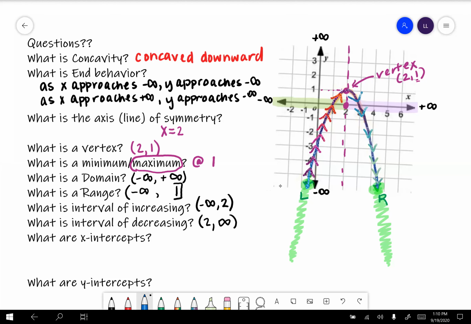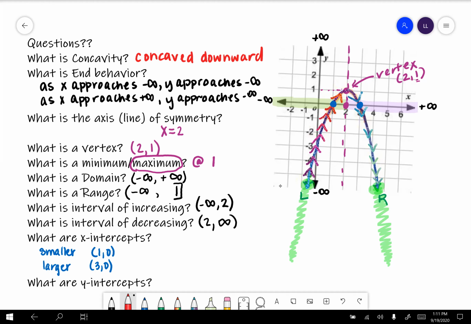So let's take a look at this graph. We're going to determine the x-intercepts and the y-intercept on this one as well. The x-intercepts, there are two of them. It crosses the x-axis here and here. So our graph crosses the x-axis at (1, 0). That's our smaller x-intercept. And our larger one, which is to the right, is at (3, 0).